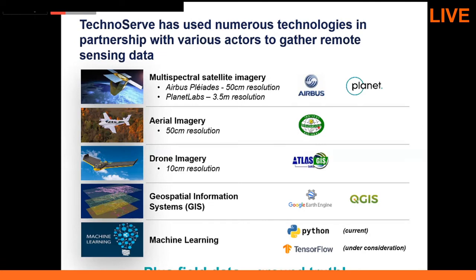So TechnoServe has been using a whole variety of data pulled together to be able to accurately map cashew. We used different kinds of satellite data. We had a big learning over the past few months where we discovered that we're actually able to use lower resolution data from Planet Labs, 3.5 meters per pixel, rather than 50 centimeter data from Airbus. And that's really important because the 50 centimeter data is super expensive. To give an idea, mapping all of Benin with that would cost at least $500,000 just for the data. And you would have to do that regularly. So the Planet Labs data is much, much cheaper.